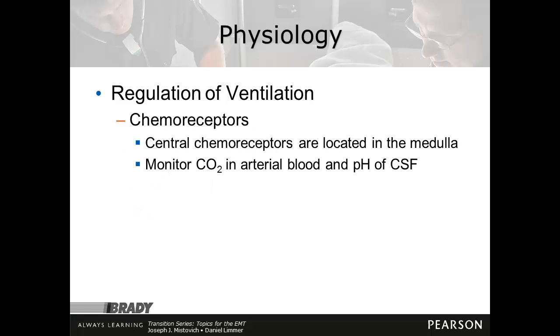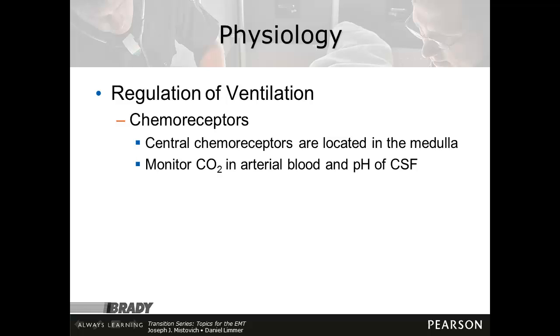Chemoreceptors, as we said, come in two varieties, central and peripheral. Central chemoreceptors are located in the medulla oblongata at the base of the brain. They monitor carbon dioxide in arterial blood and the pH or acidity of the cerebrospinal fluid. The pH of cerebrospinal fluid is directly related to the carbon dioxide levels in arterial blood.